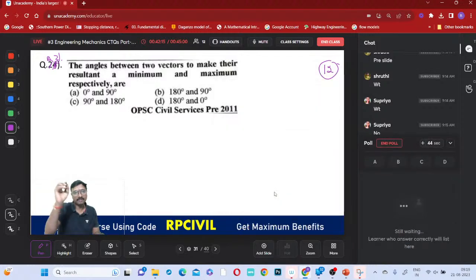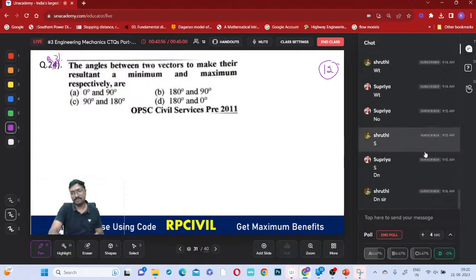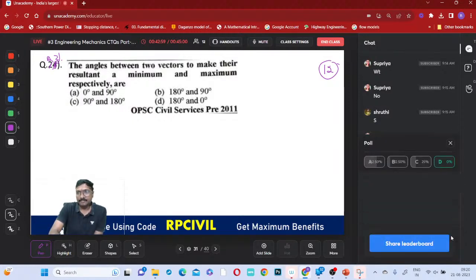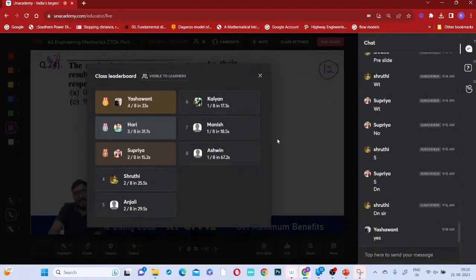Select the answer, all of you. From the parallelogram law equation itself, you can get this, all of you, right? Yes, if you try. Yashwant first, Hari second, Priya third, right?